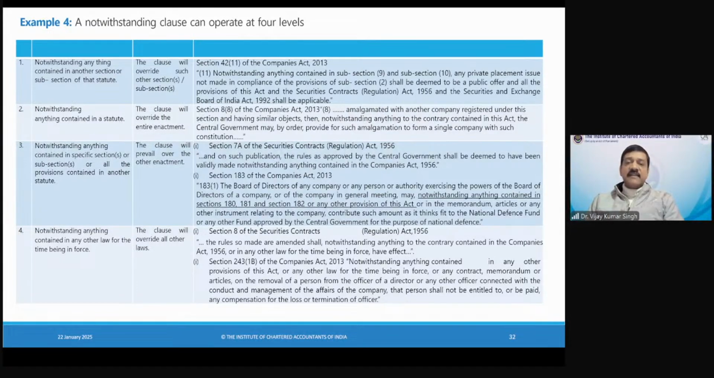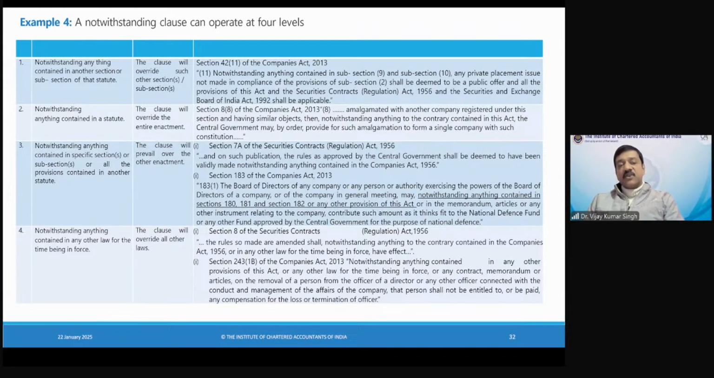So what do you mean by notwithstanding here? Basically, it says whatever is said in subsection 11 will prevail over the provisions mentioned in subsection 9 and subsection 10 of the provision, right? They may have said something else there, so those things will not apply to subsection 11, right?